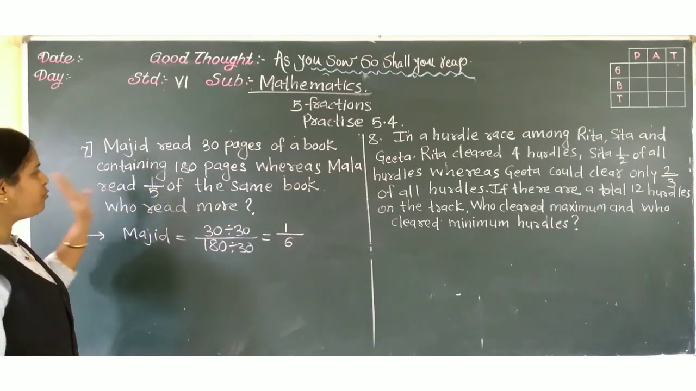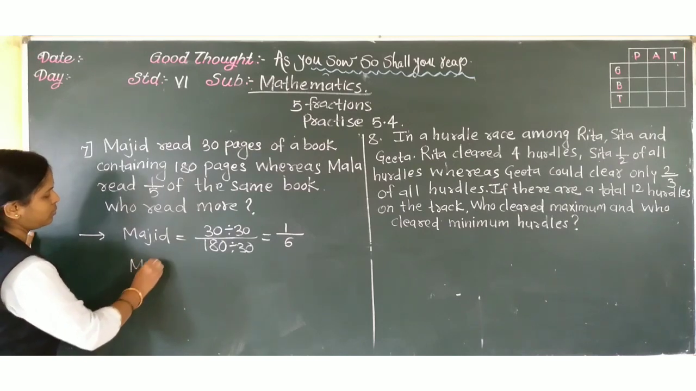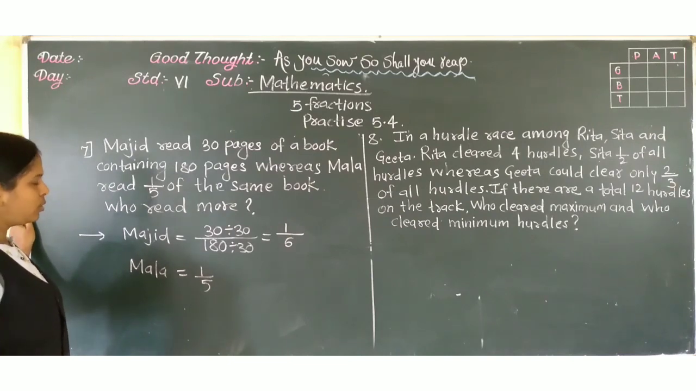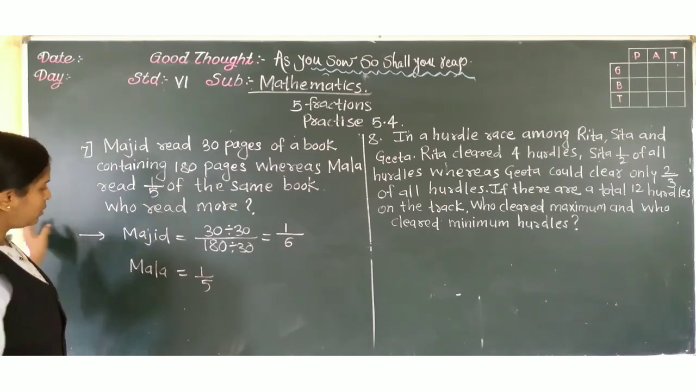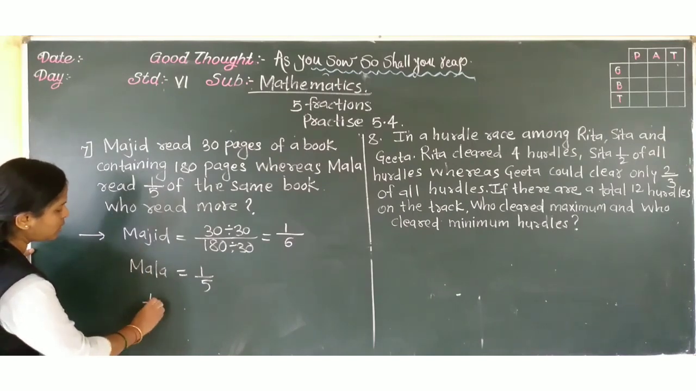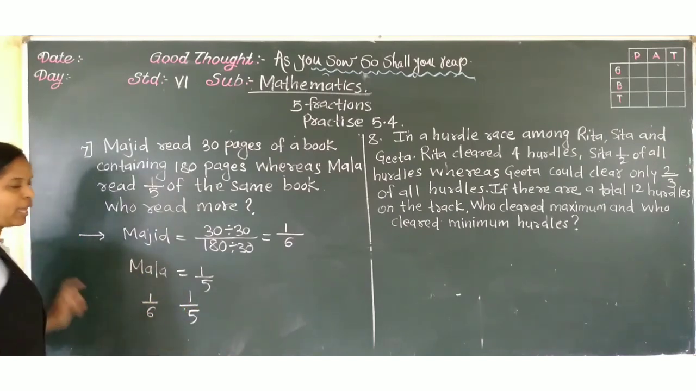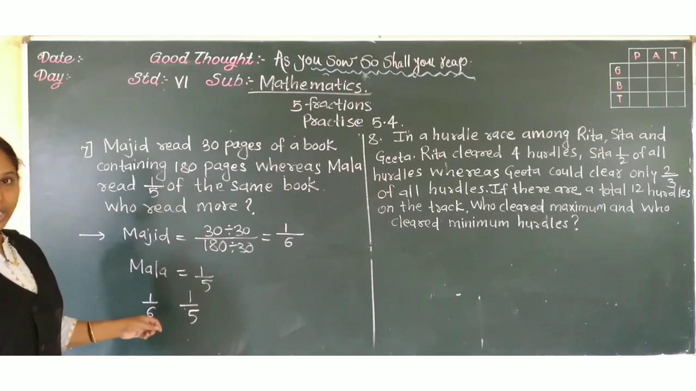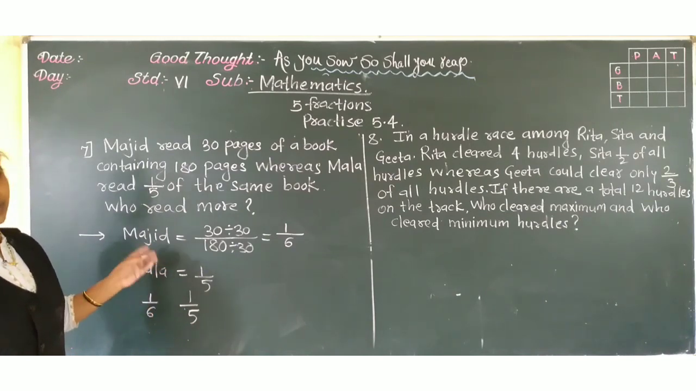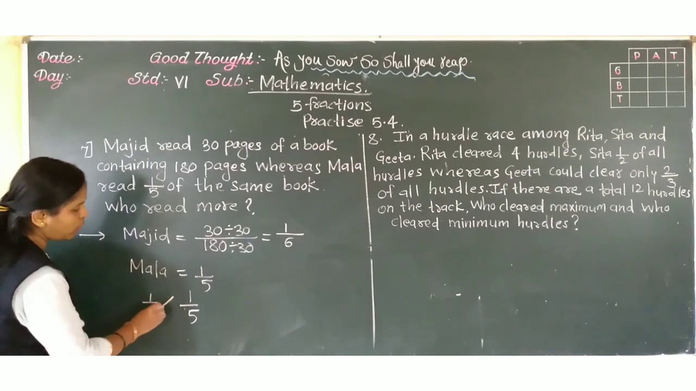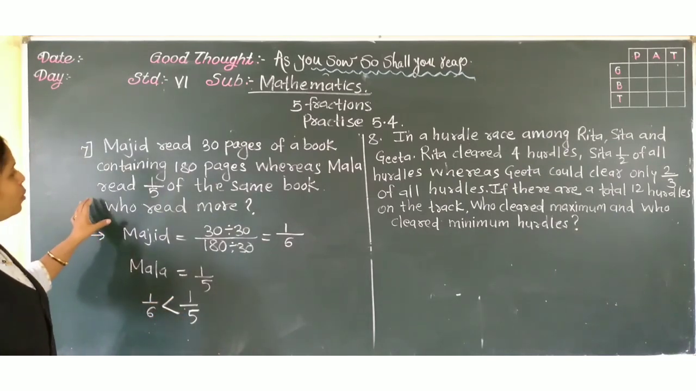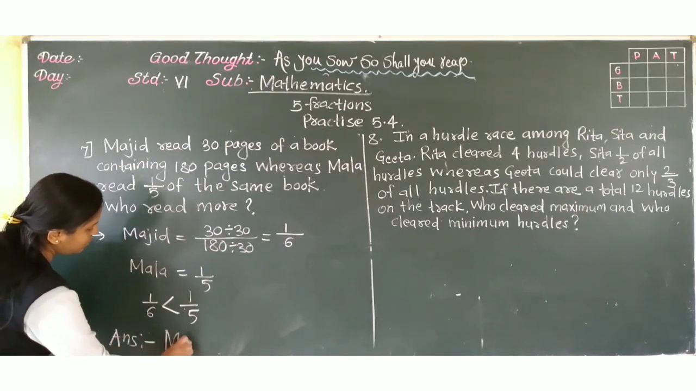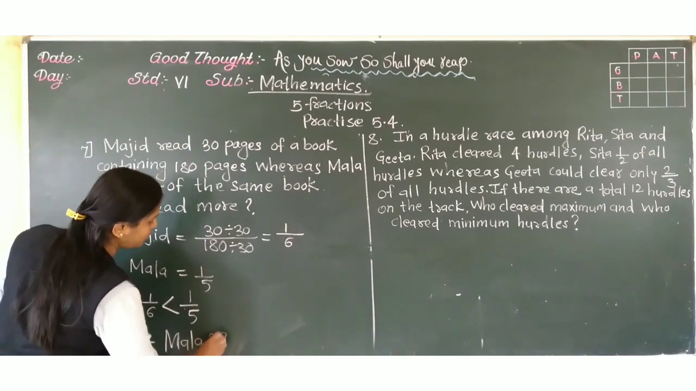And Mala read 1/5. Okay. So look at it now: 1 upon 6 and 1 upon 5. Compare both. Numerators are the same, but denominators are different. So the one whose denominator is smallest is the biggest. This means 1 upon 5 is greater. Correct? So who read more? The answer is Mala read more.